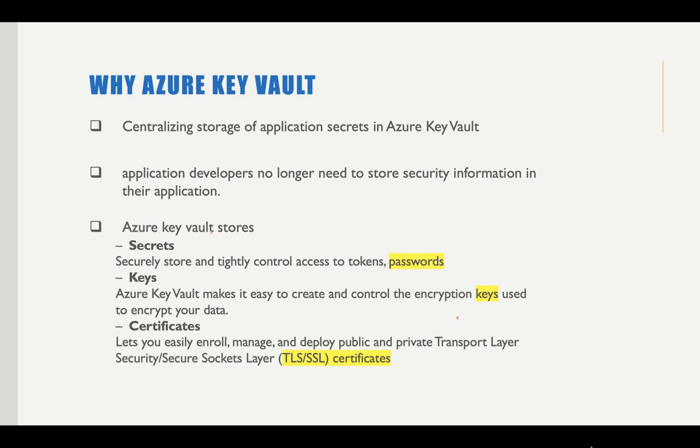Azure Key Vault basically stores, one is secrets, here basically passwords, and keys for encryption and decryption, and certificates, SSL certificates. So these are the three main things that Azure Key Vault will manage. From the examination point of view, this is one of the important concepts. So we can expect at least one question from what Azure Key Vault stores. Overall from Azure Key Vault, we can expect three to four questions.